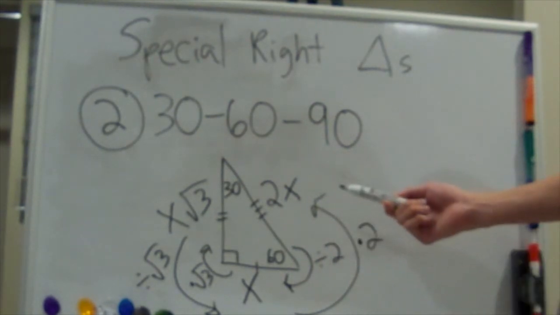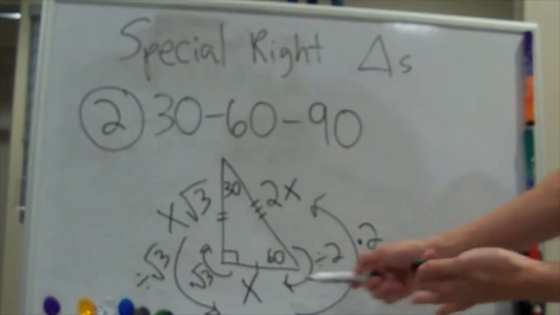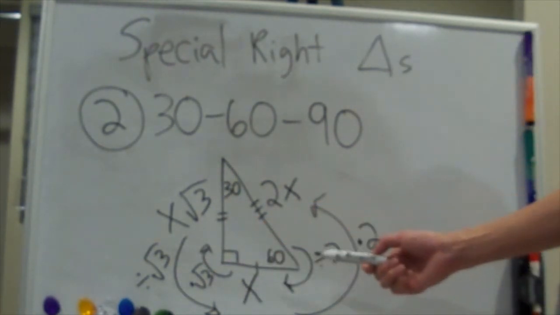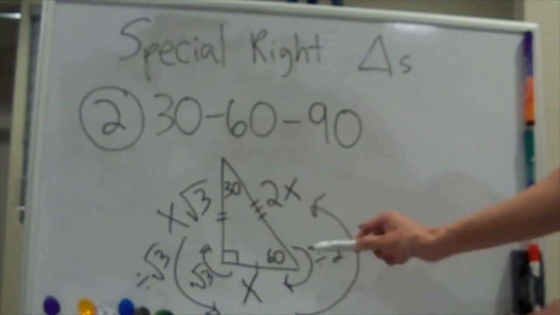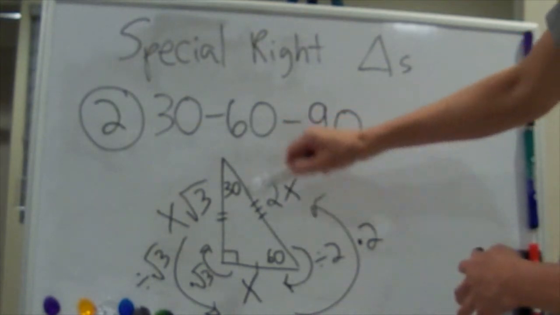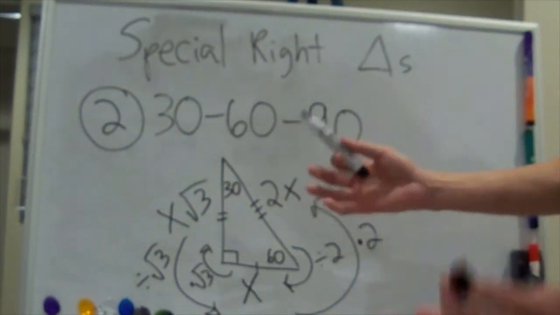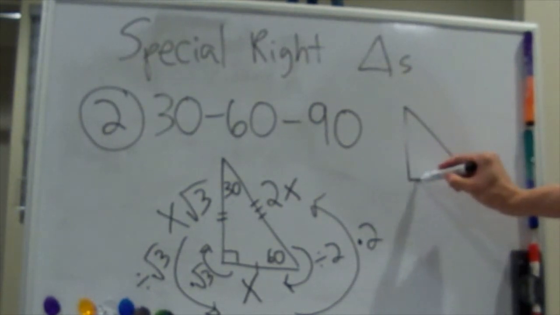Okay? But it doesn't matter what I give you. You're basically always going to divide by 2 or multiply by 2 and multiply by rad 3, or divide by rad 3. That's it. But you got to know which side is hypotenuse, short leg, and long leg, because they could easily switch these two angles. They can make that 60, make that 30. You still need to figure out which one's the hypotenuse and which one is the short leg and which one is the long leg.